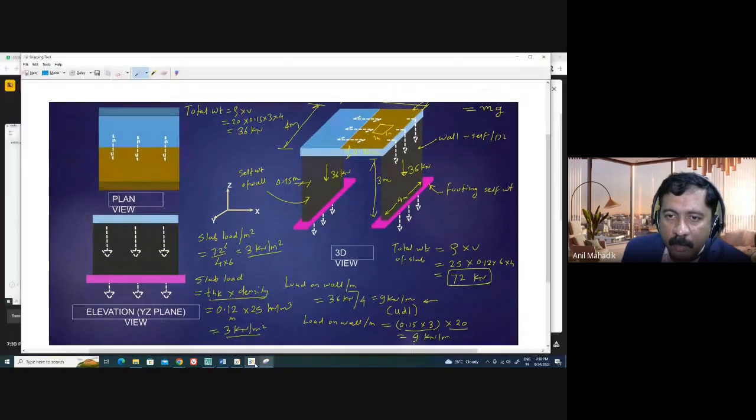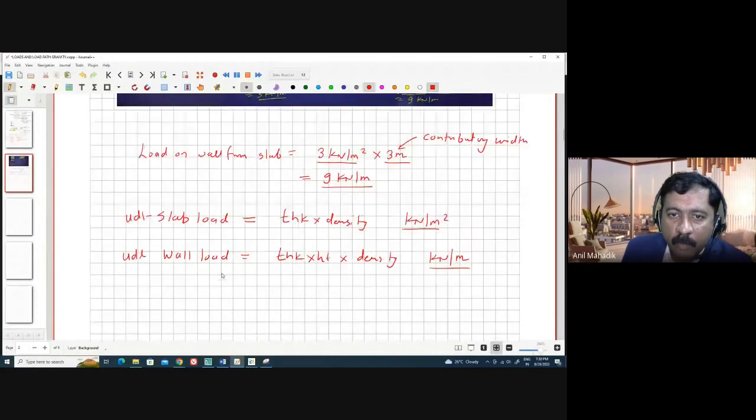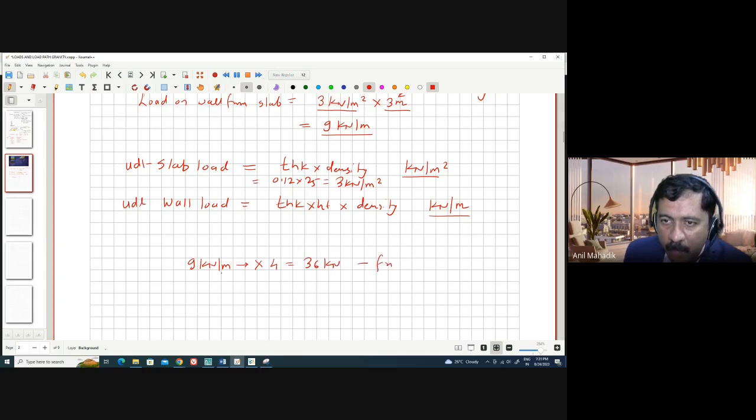You can see from here. We will calculate here itself. Okay, then slab load is thickness into density. So how much is it coming out to be? 0.12 into 25. This is 3 kilonewton per meter square. So 3 kilonewton into that 3 meter, that is the 9 kilonewton per meter. So 9 kilonewton per meter is the load coming on one wall. Length of the wall is 4 meters. So it is 36 kilonewton from slab.